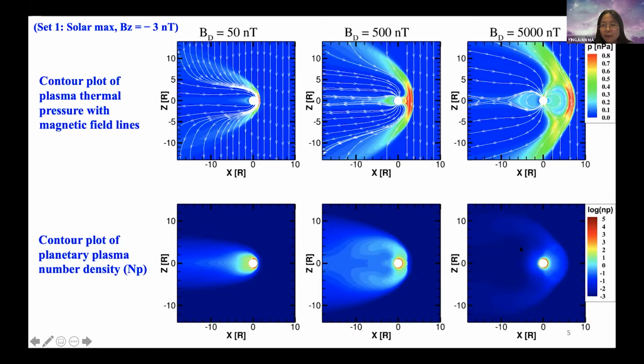Another thing I want to point out is that kinetic processes such as wave-particle interaction are not included in our model. As Alex mentioned yesterday, wave-particle heating could play a very important role in enhancing the ion outflow from strongly magnetized planets such as the Earth. The model results for strongly magnetized cases may require extra caution because of this model limitation.